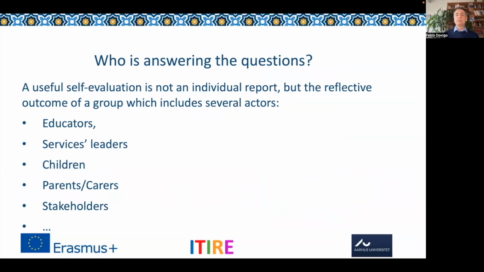Who is answering these questions? A useful self-evaluation is not an individual report, but the reflective outcome of a group which includes several actors: educators, service leaders, children as much as possible, and of course parents and carers, and stakeholders.